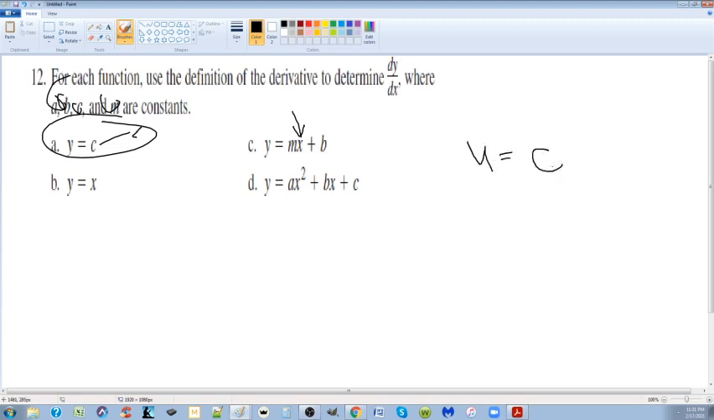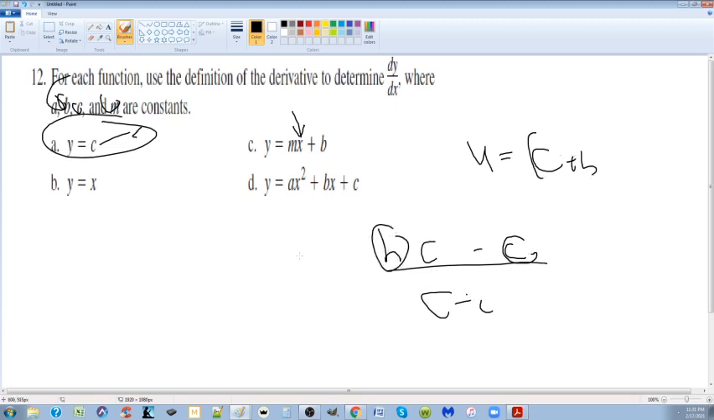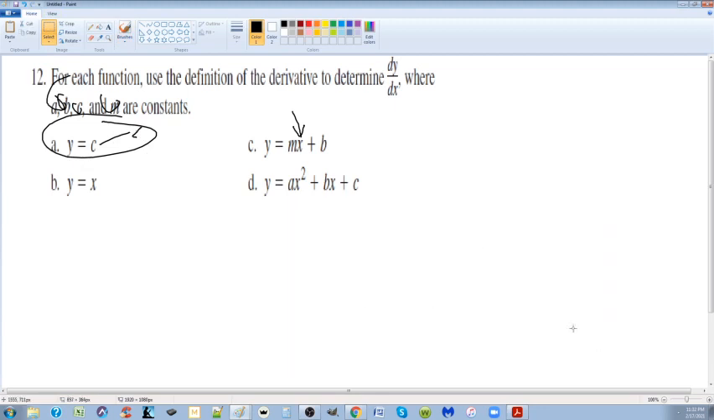I guess this is just going to be c minus c over h. y is always c, and c plus h, it's just always going to be h. As h approaches 0, it's always going to be 0. I don't think it's always going to be the constant. I don't know how to prove that in derivative format. I do know how to prove this one though.